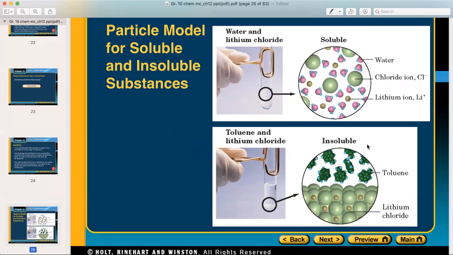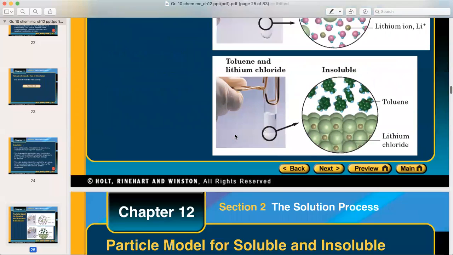And the second example we have is an insoluble solution, in which lithium chloride is insoluble in toluene. Lithium chloride is a solute and toluene is a solvent.